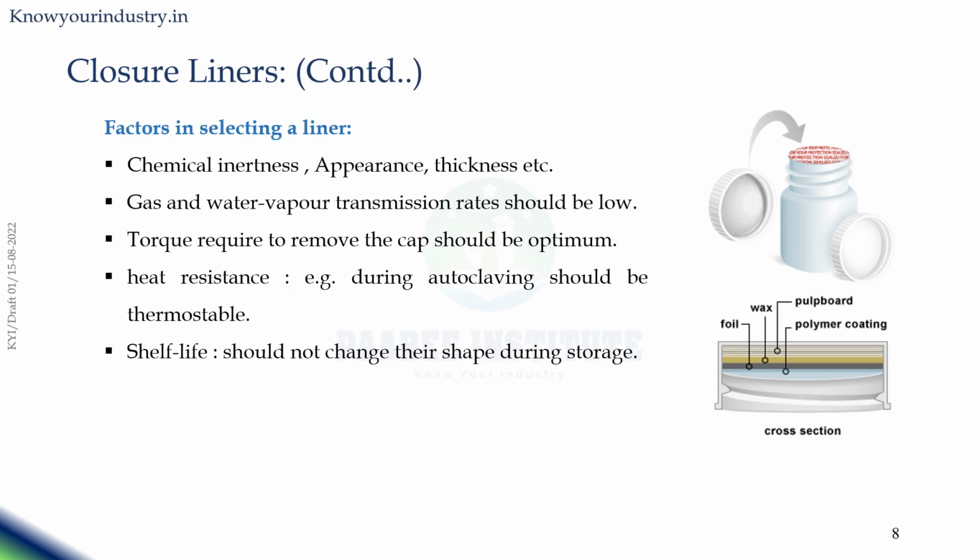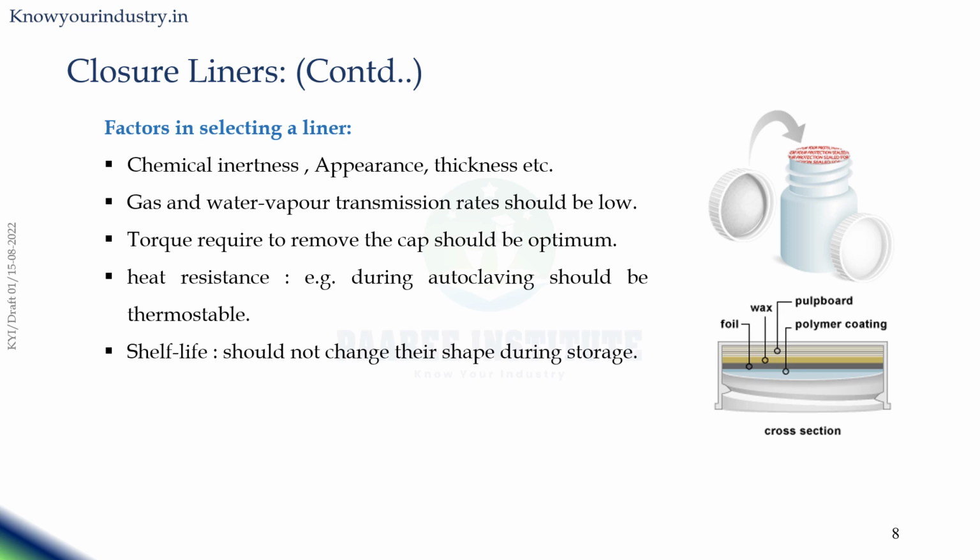Factors in selecting a liner. As we discussed in previous slides, thickness is very important, and there are a few test parameters which define the quality of the packaging material, such as the water vapor transmission rate, which should be low. If it is not, you will end up with high permeability, and your tablets would get softened over a period of time. So you have to consider all these factors, and of course the gas also.